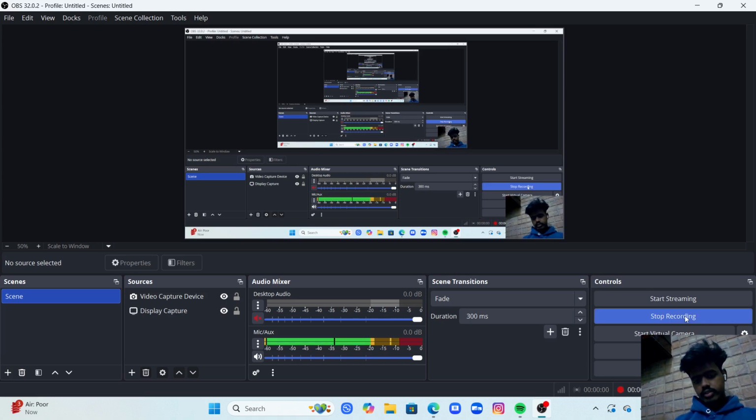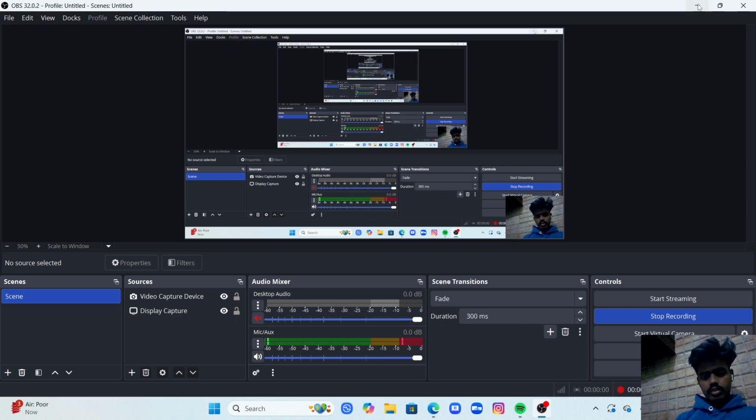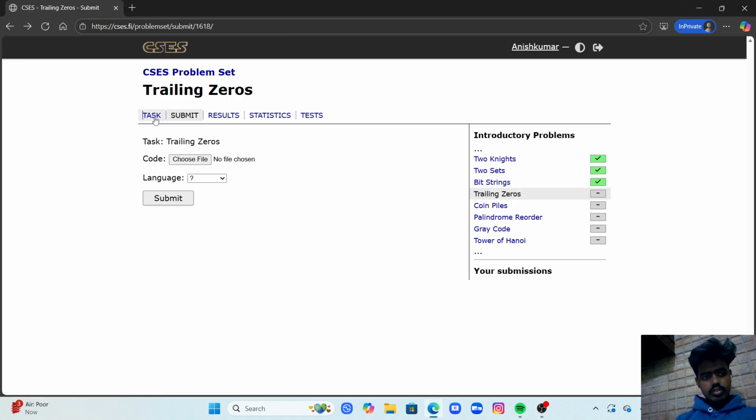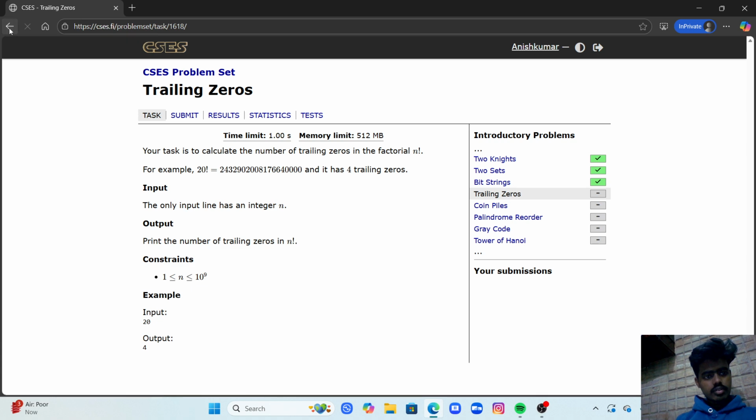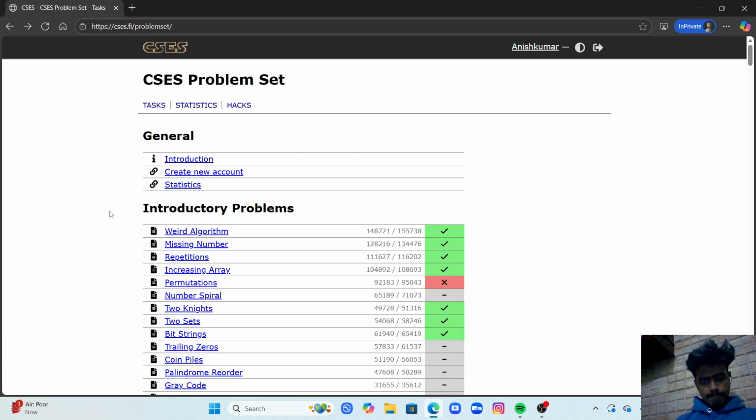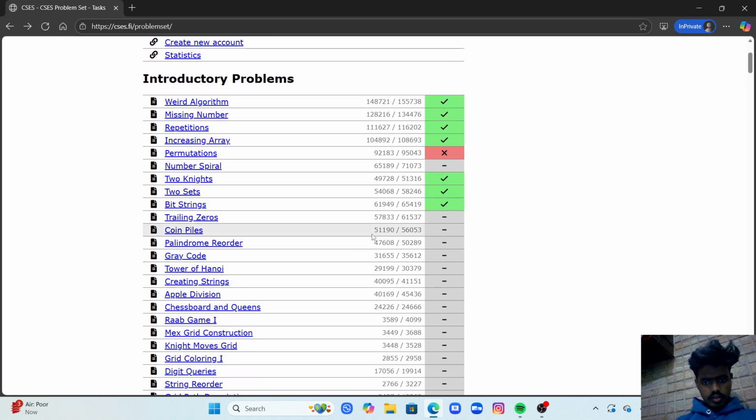So yes, guys, now we are doing the CSES sheet, right? So let's see how trailing zeros. I think I had mentioned it. Yes, I'm doing trailing zeros, right?